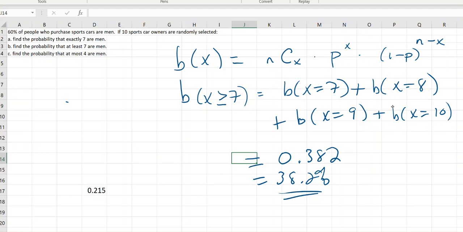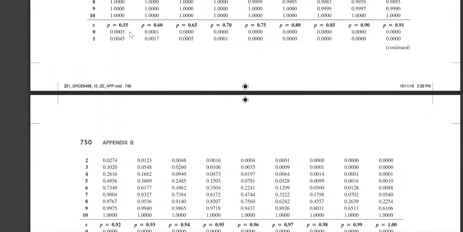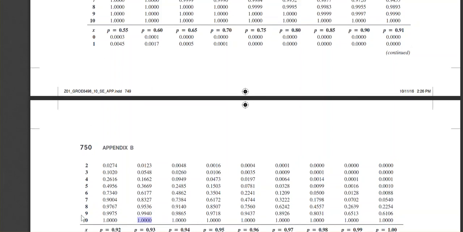Let me demonstrate the cumulative table as well in case that ever comes up. The cumulative table looks like this. So what we do is we go to 0.60 right there, for n equals 10. And I see that that's the second row. So I want 7, 8, 9, and 10, which means if I look at 10, that's 1. That's 100%. But that includes all the numbers from 0 all the way up to and including 10. I don't want that. I just want 7, 8, 9, and 10.